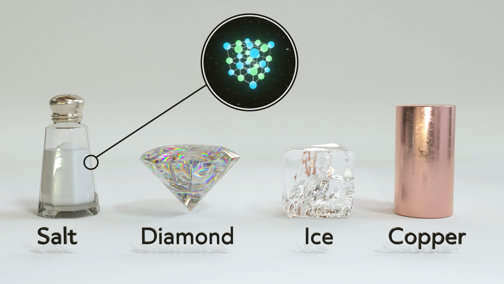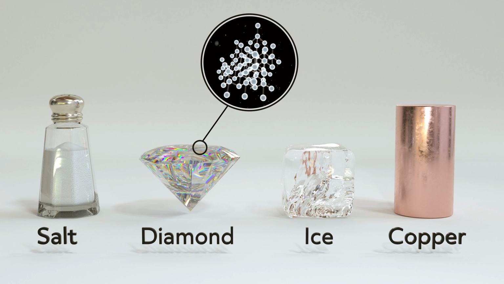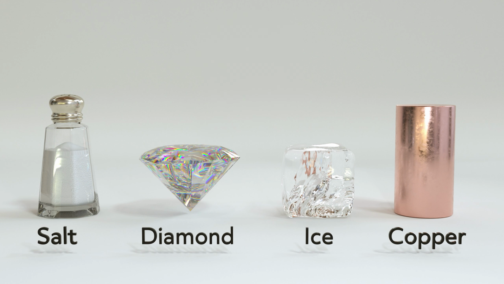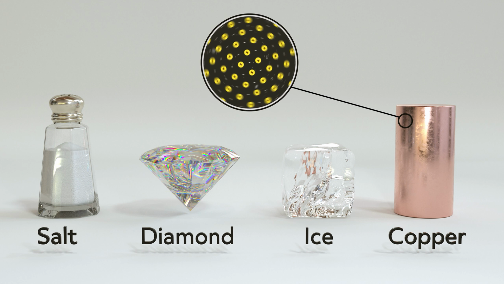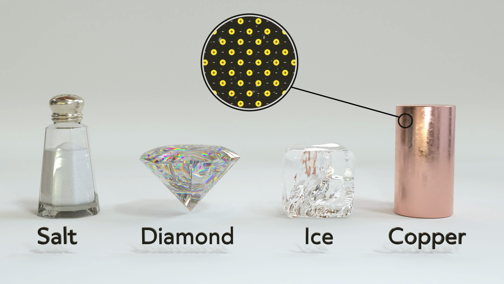Ionic solids, like table salt, which is sodium chloride, are held together by electrostatic attractions. In covalent network solids, like graphite or diamonds, the atoms are connected through covalent bonds. Molecular solids, like ice, are held together by many intermolecular interactions. Metal solids like copper are held together by metallic bonds, or what is colloquially known as a sea of electrons.